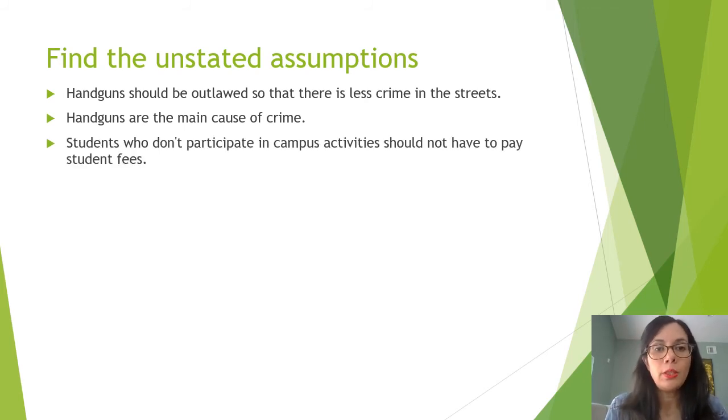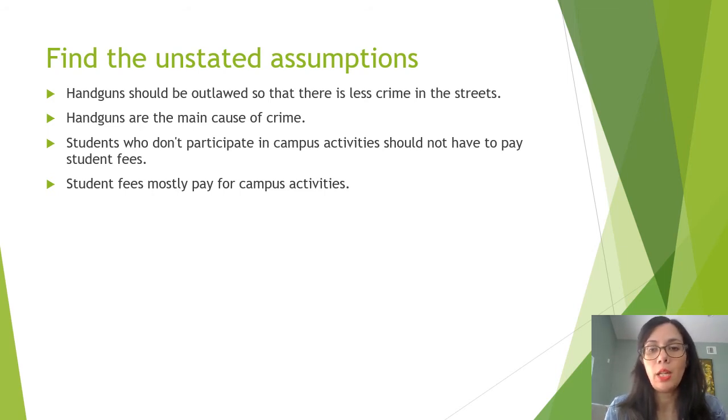Next, students who don't participate in campus activities should not have to pay student fees. This is a little trickier. Think of student fees. What assumption are they making about student fees and campus activities? And what they're assuming is that student fees mostly pay for campus activities. When you actually look into it, student fees also pay for parking, also pay for access to the gym, also pay for security, so on and so forth. So when you reverse that and you realize student fees do not mostly pay for campus activities, they pay for a bunch of other things, you know you found an assumption.